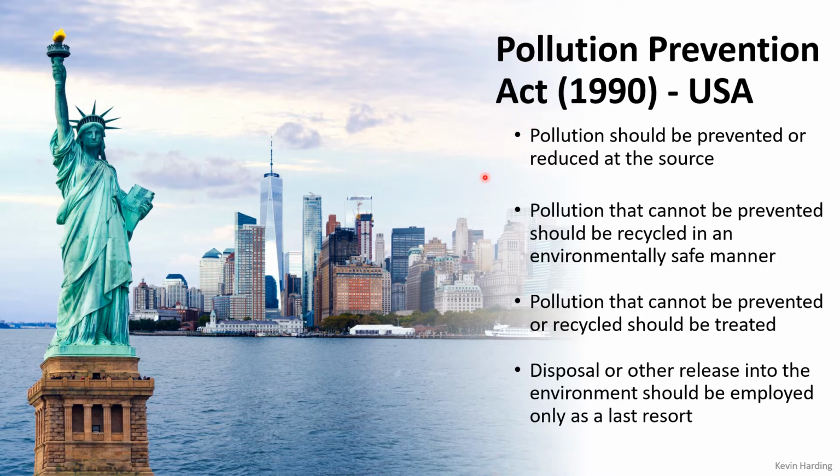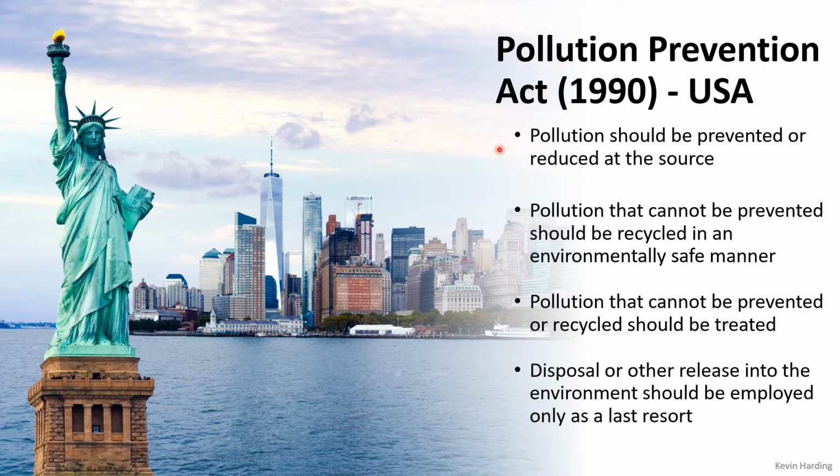So in terms of what the USA act says, it says that pollution should be prevented or reduced at the source. So if we don't have the pollution at the source, we don't have to worry about what we do with it at the end. So let's not be polluting at the factory gate itself, or if we can reduce packaging and waste like that, that would also be a way to reduce it at the source itself.